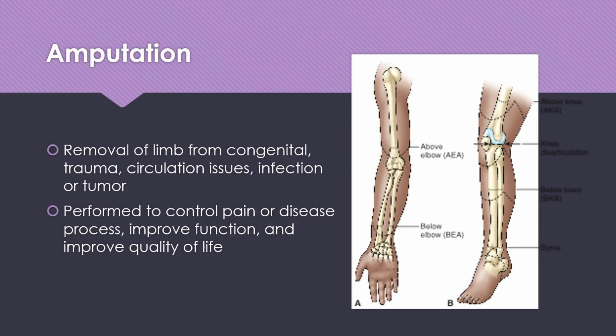Amputation is the surgical removal of a limb. This may need to occur due to a congenital issue, a traumatic injury, or could be caused by a tumor, circulation disorders, or even infection. They can also amputate a limb to control pain or disease, improve function, and even improve quality of life. The usual areas for amputations are above or below the elbows, toes, whole foot, above or below the knees.